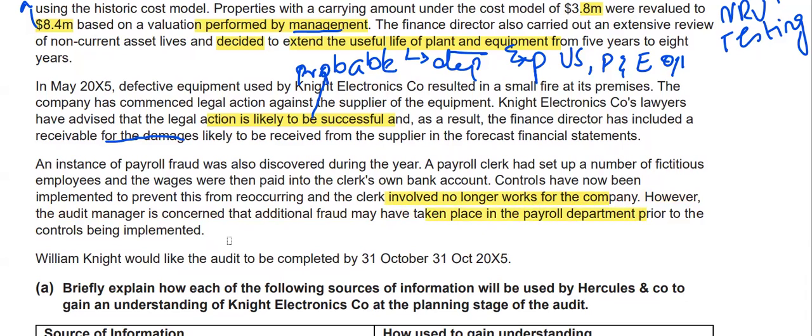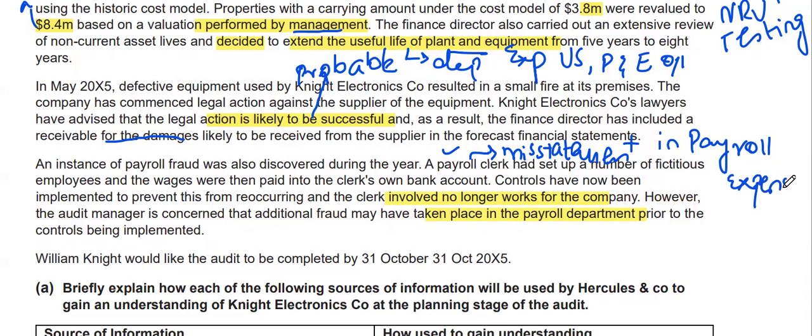When there is a fraud in one area, and the specifically highlighted area is payroll, you should write that there could be more fraud, and there is an increased risk of misstatements in payroll expense. Please write it specifically. Write the name of where you see that the risk of misstatement will be.